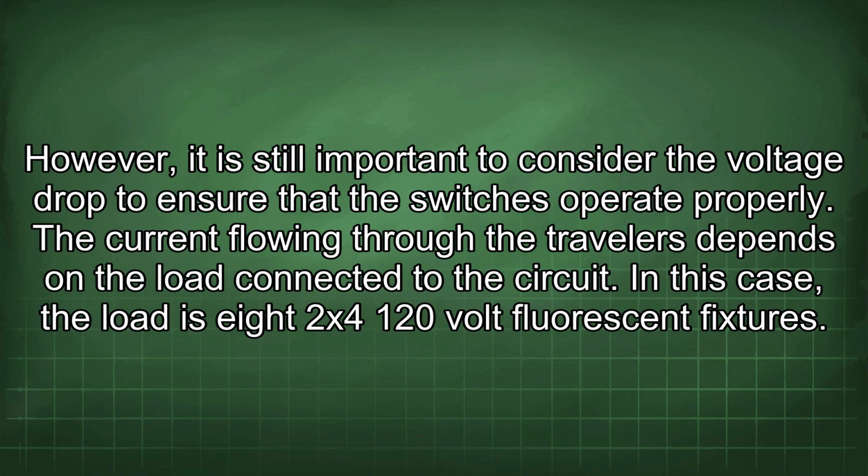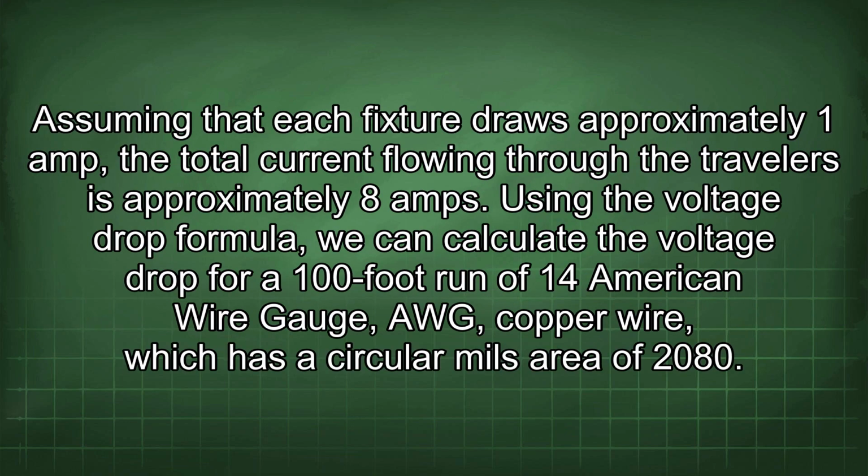The current flowing through the travelers depends on the load connected to the circuit. In this case, the load is 8 tubes for 120 volt fluorescent fixtures. Assuming that each fixture draws approximately 1 amp, the total current flowing through the travelers is approximately 8 amps. Using the voltage drop formula, we can calculate the voltage drop for a 100-foot run of 14 American wire gauge (AWG) copper wire, which has a circular mils area of 2080.